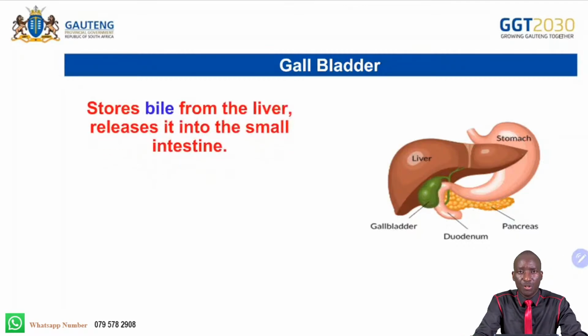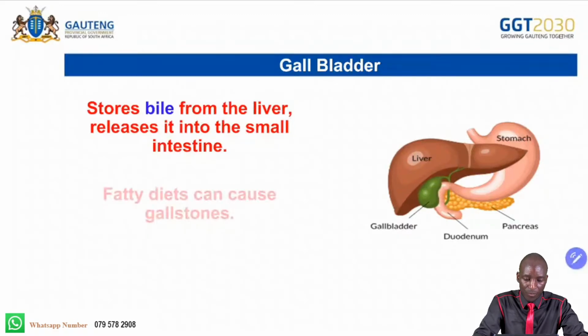That's the gallbladder. What does it do? Its role is for storing bile, which is produced by the liver. So it stores bile from the liver and releases it into the small intestine. You can see that all these organs work hand in hand with each other so that the process of digestion takes place in a proper way and is completely undertaken. All right, so that's the gallbladder.